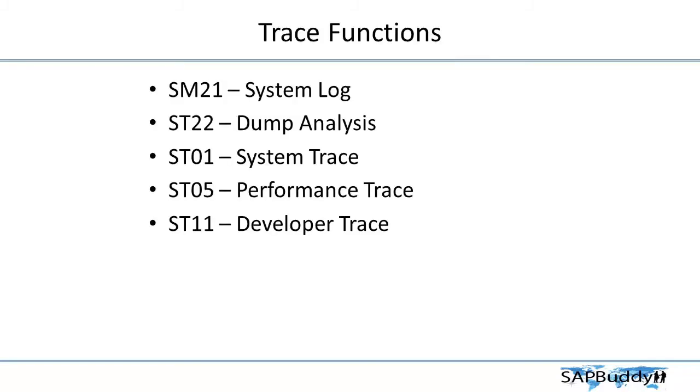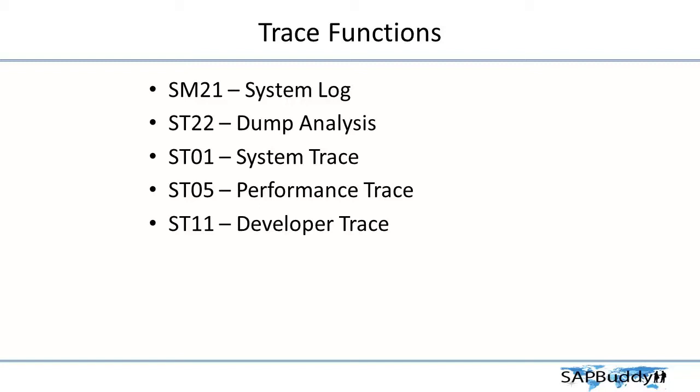Okay, these are the trace functions or transaction codes presently available inside the SAP ABAP system. First one is SM21, the system log. Using this system log, you can determine and correct errors that occur in the SAP environment. Every application server has a local log that contains the messages output from that specific system. We will see how this works.